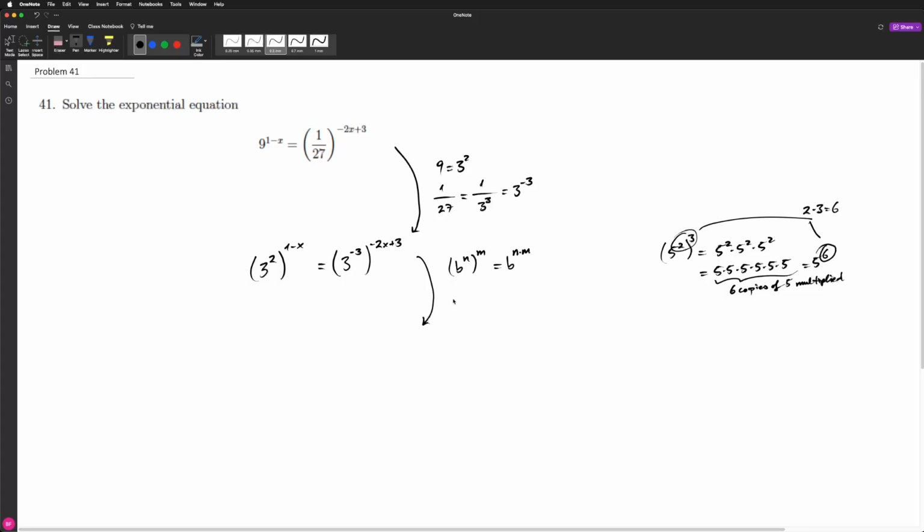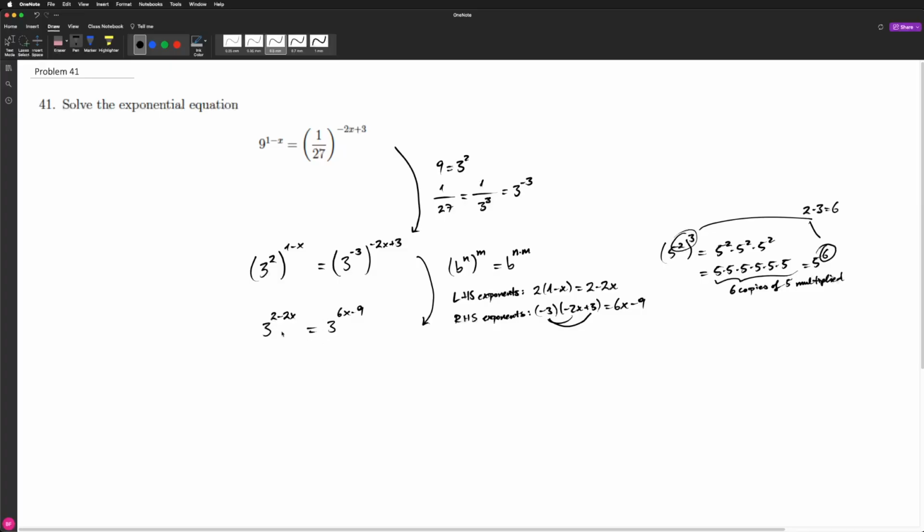So what I'm going to do is multiply the left-hand side exponents: 2 times 1 minus x, that would be 2 minus 2x. And the right-hand side exponents can be simplified to negative 3 times negative 2x plus 3. That I can simplify to 6x minus 9. So 3 to the power 2 minus 2x equals 3 to the power 6x minus 9.